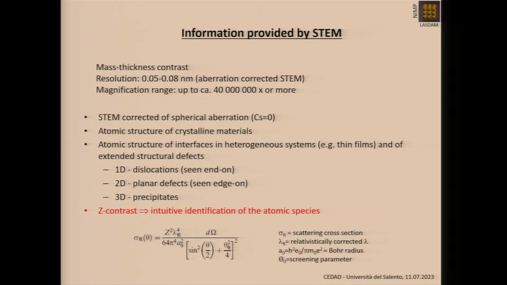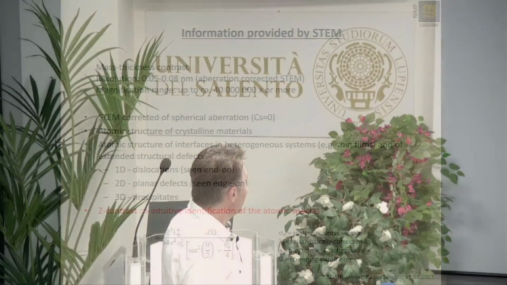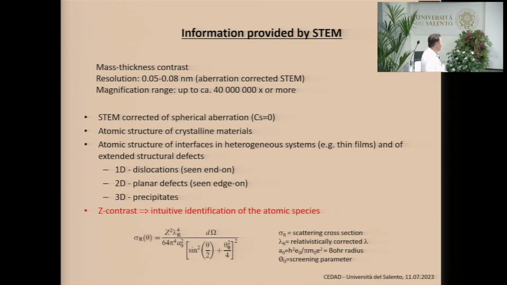What kind of information can we obtain by STEM? Now we are talking about mass thickness contrast. It's not diffraction contrast, it's not phase contrast, it's mass thickness. It's affected by the atomic number Z and the thickness of the sample in the precise position of the electron beam. In case we have an aberration corrector, we can obtain resolutions as low as a few picometers, between 5 to 8 picometers. Our microscope has proven 8 picometers resolution with the aberration corrector that we have installed on it.